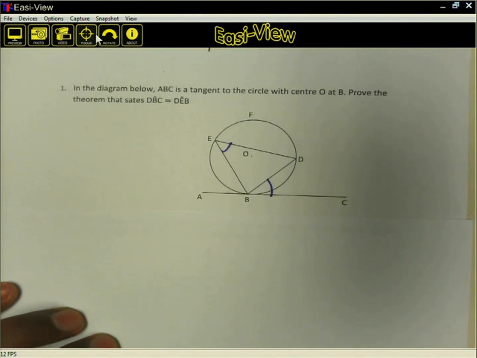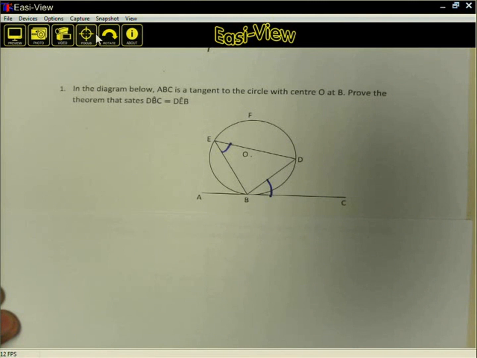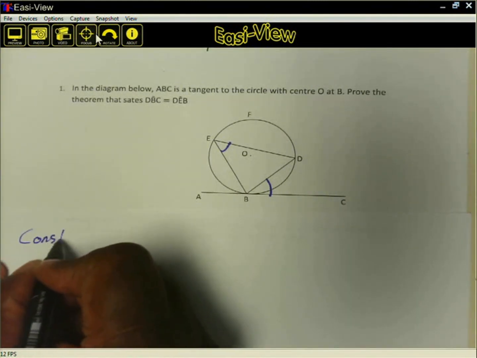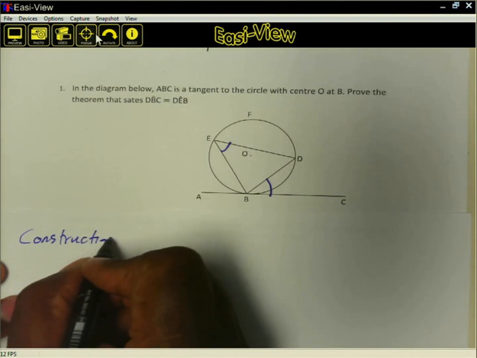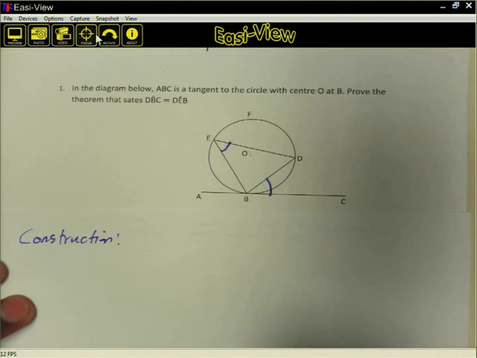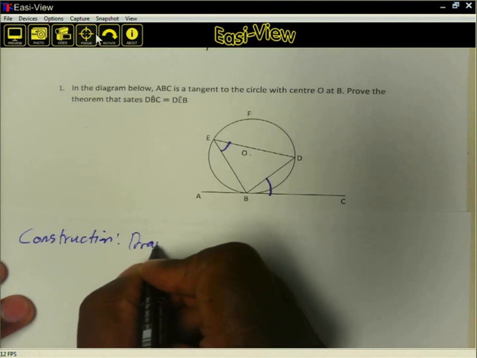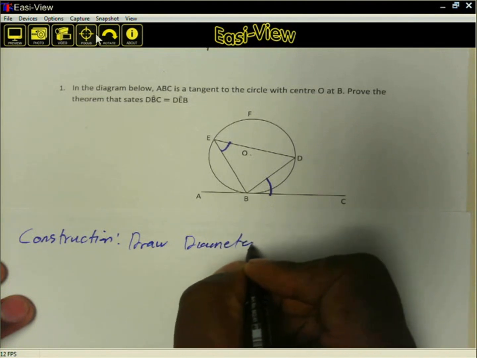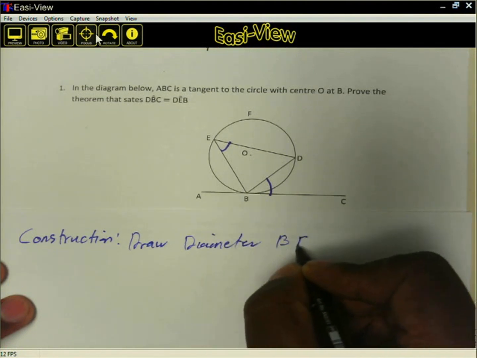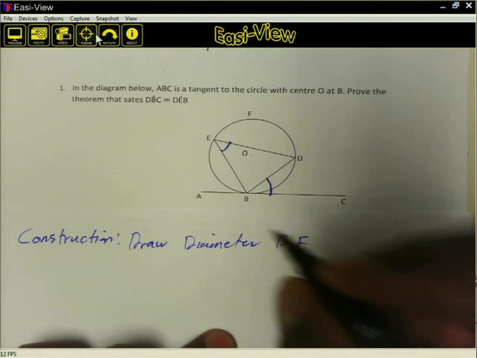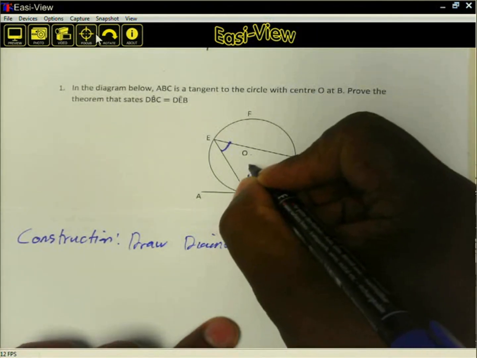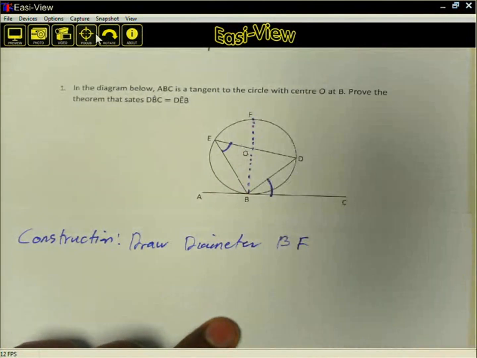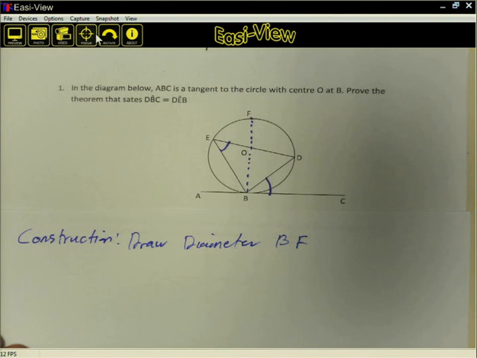Before we can start with the proof, let's start with the construction. In our construction, we draw diameter BF. Let me draw diameter BF. Here it is. It passes through the center. A diameter, that point is F. We draw diameter BF.